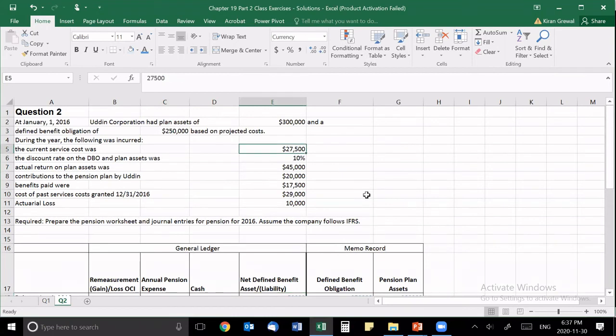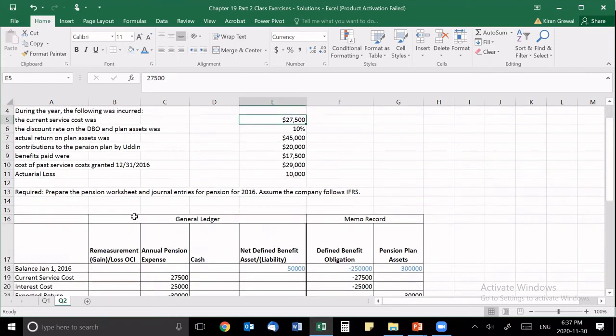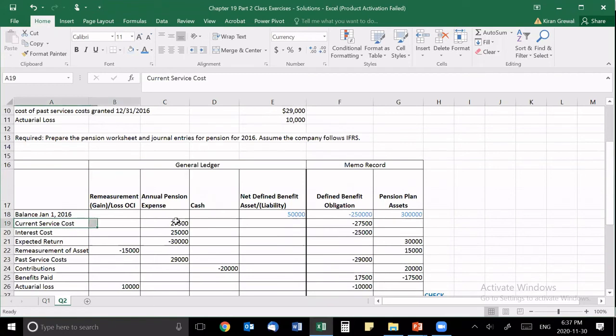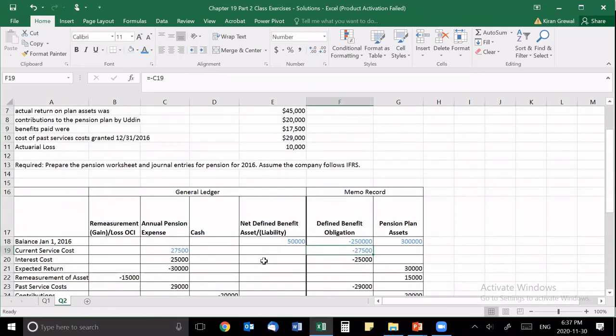And then we're just going to go down the list and look at the amounts and put them in wherever they go into the schedule. So current service costs, 27,500. Current service cost is going to affect our debit or pension expense, credit or liability. Right? So once you get comfortable with where things go, then it's just so easy to populate the schedule.